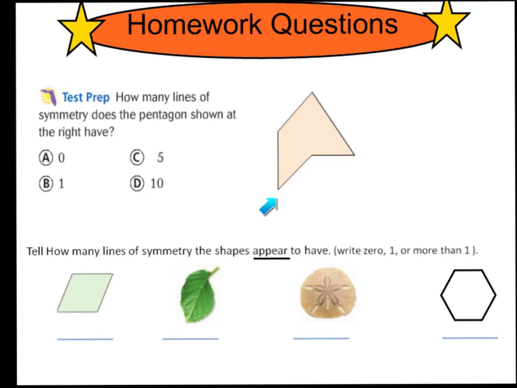Now down at the bottom you have 1, 2, 3, 4 pictures, and I want you to tell how many lines of symmetry the shapes appear to have. You're going to write 0 if you believe the shape has no lines of symmetry, 1 if you think the shape only has 1 line of symmetry, or more than 1 if you think the shape has more than 1 line of symmetry. Now, guys, don't just guess. Go ahead and draw lines on these shapes and prove your answer, okay?